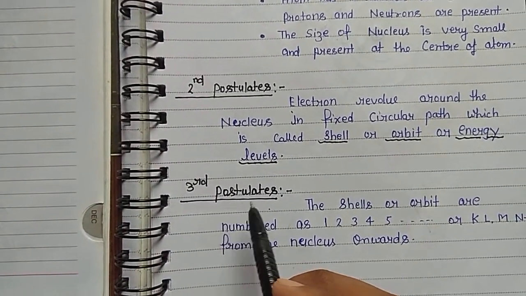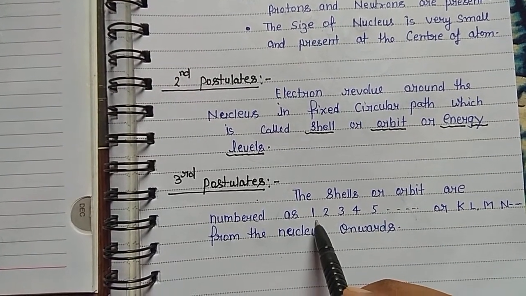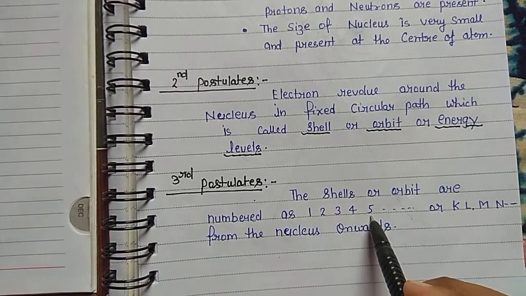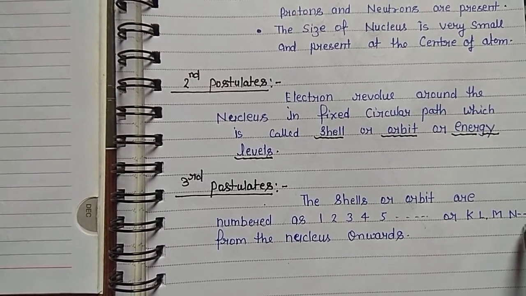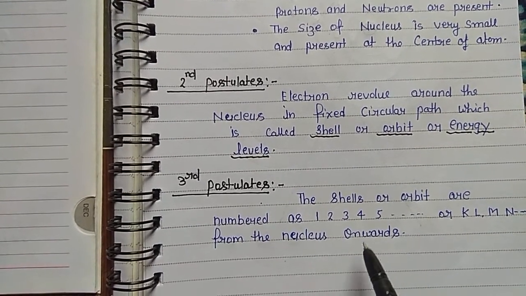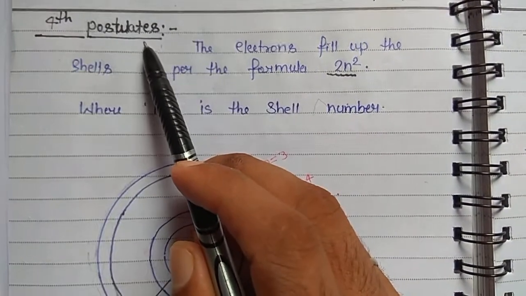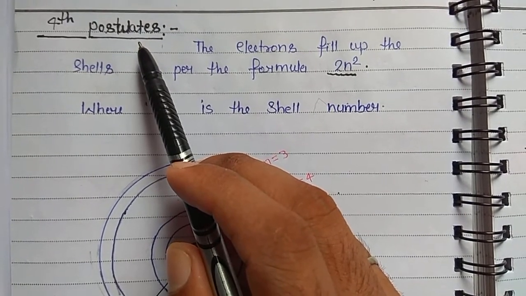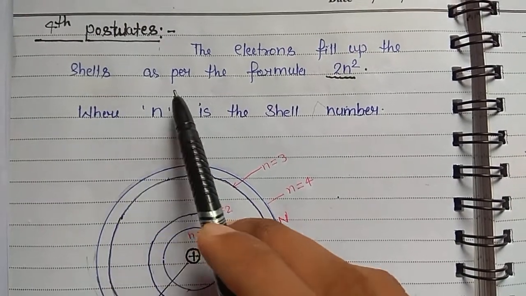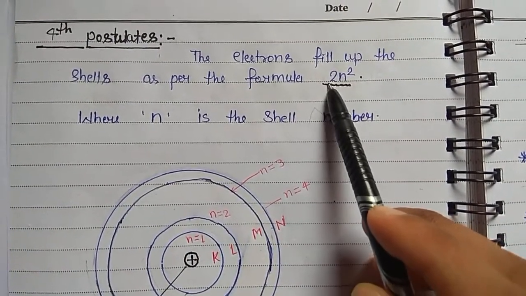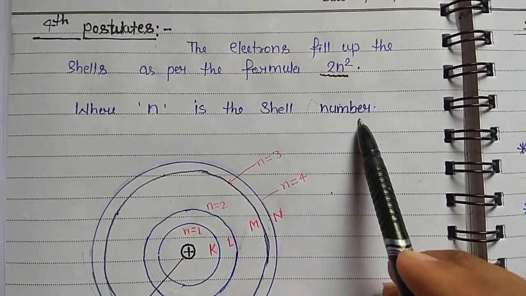Third postulate: the shells or orbits are numbered as 1, 2, 3, 4, 5 and so on, or K, L, M, N and so on, from the nucleus onwards. Now the fourth postulate, which is a very important postulate of Bohr's atomic model. The electrons fill up the shells as per the formula 2n square, where n is the shell number.